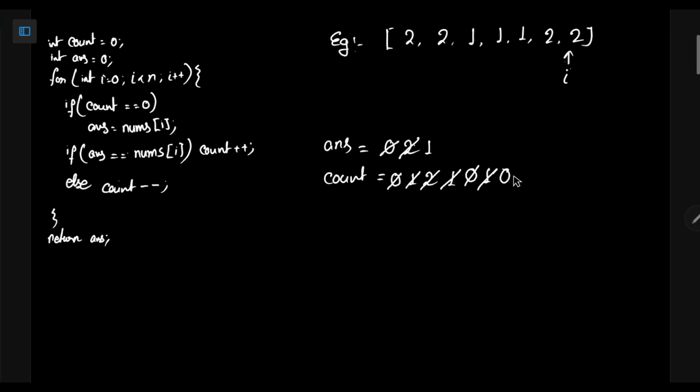Then it will check count is 0, yes, then in answer nums of I will be inserted, nums of I means 2, and then check if answer is equal to nums of I, yes, then count will be incremented by 1, and then I finishes at n-1, so now it will come out of the loop and then return answer, which is 2. So this is our pseudocode.